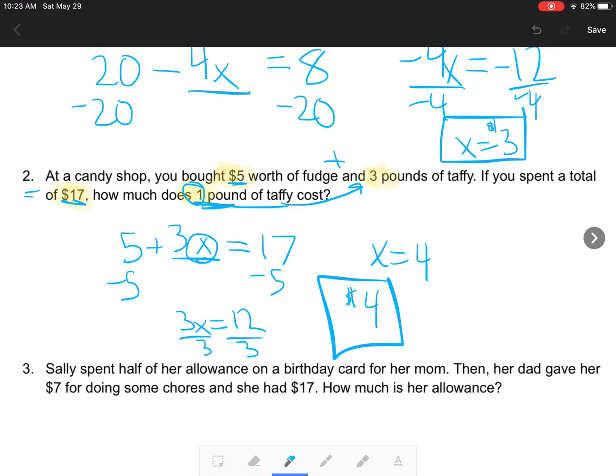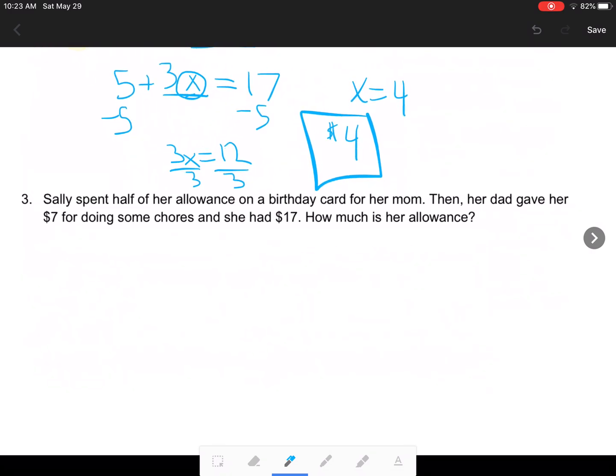Box it, walk away. Okay, now let's kick things up a notch. Sally spent half of her allowance on a birthday card for her mom. Then her dad gave her $7 for doing some chores, and she had $17. How much is her allowance?